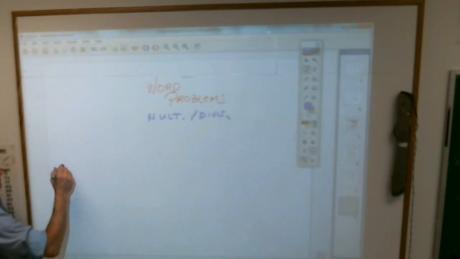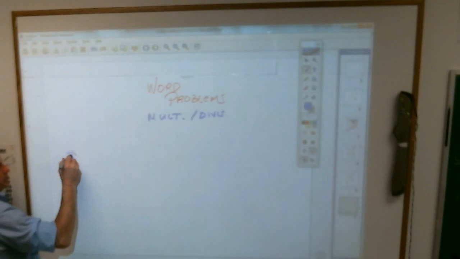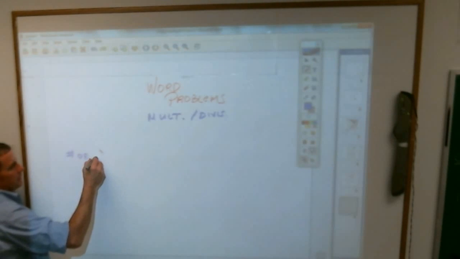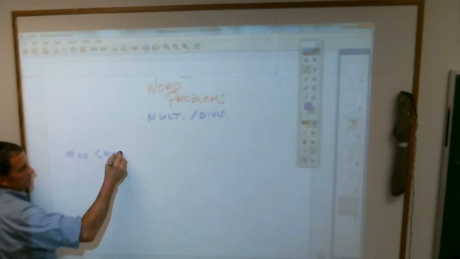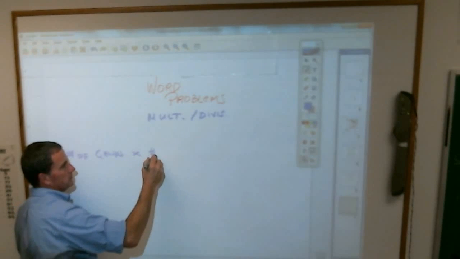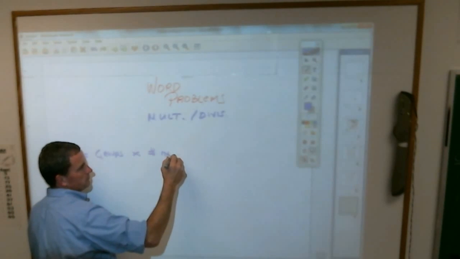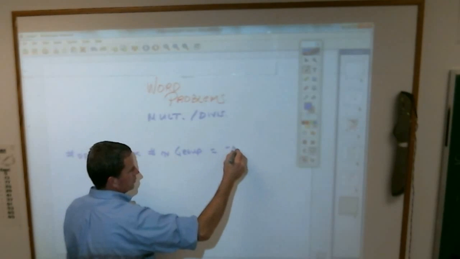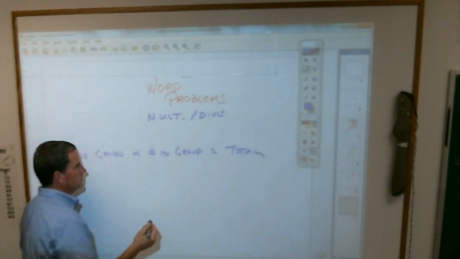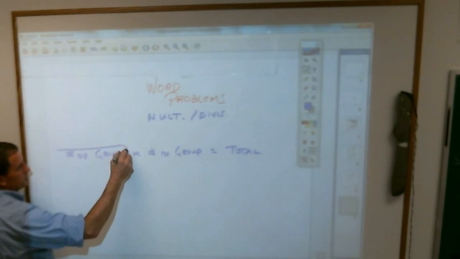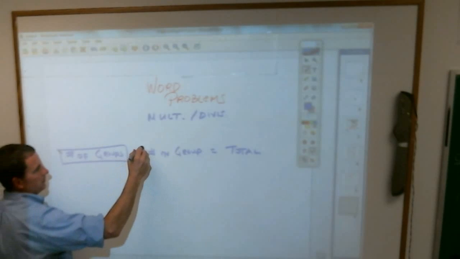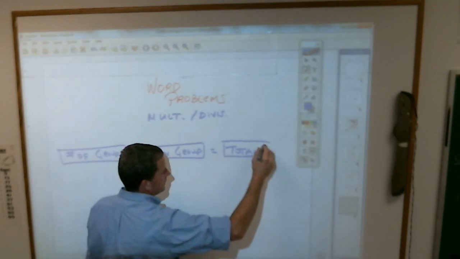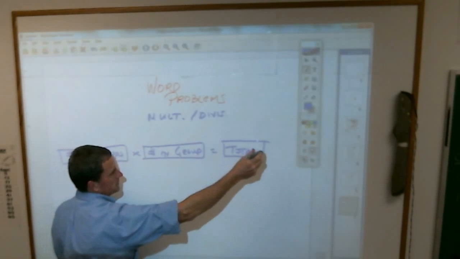When you talk about word problems, usually it goes with this: the number of groups. Remember this? Times the number in each group is going to equal the total. Number of groups times the number in each group is going to give you the total. So here is our, for example, for instance, sort of problem.